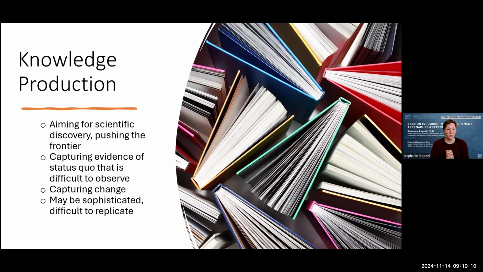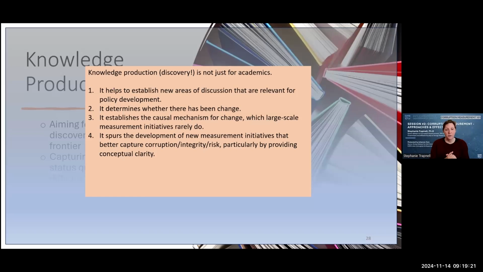And then also this area, this goal is about capturing change. It may be sophisticated, it may be difficult to replicate, but it is really important. It's not just for academics. So number one, it helps to establish new areas of discussion that are relevant for policy development. And this is where the GI ACE program that Paul and Liz are working on comes in.